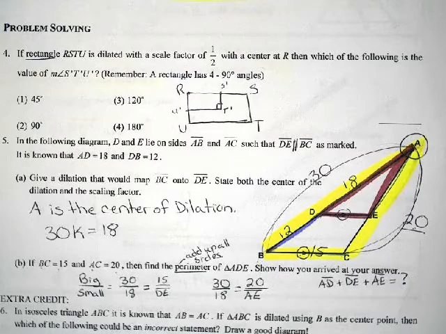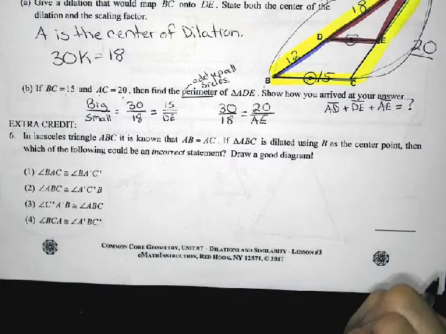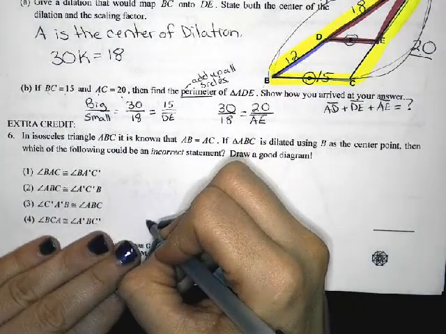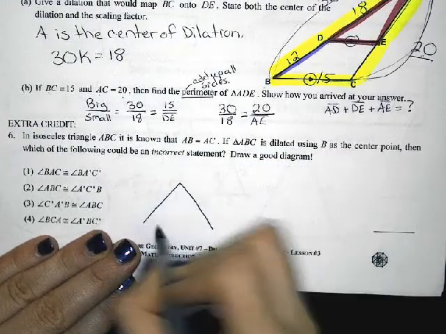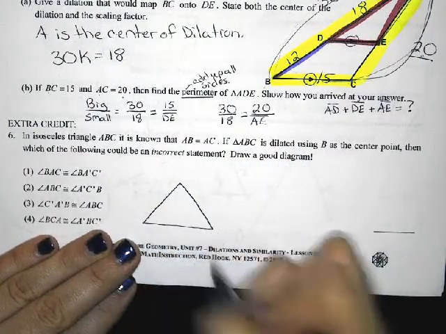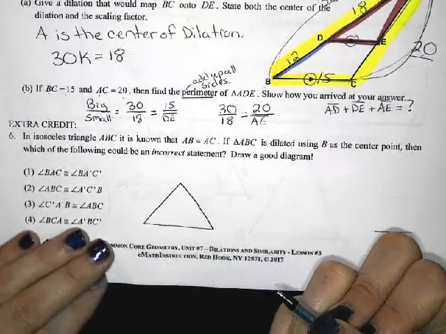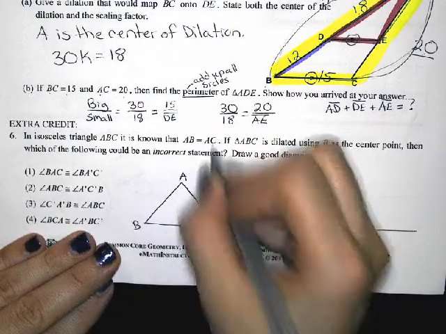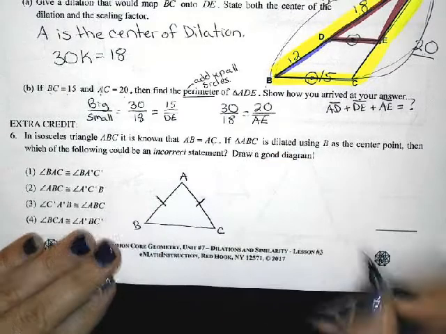Okay, now number 6, that's your extra credit. Okay. Now it says it's an isosceles triangle. So the best thing to help yourself with these is to draw a good picture. Whenever they don't give you a picture and they're talking about shapes, it's always good to draw one. Okay, AB is equal to AC. So that means that AB is equal to the same measure of AC.